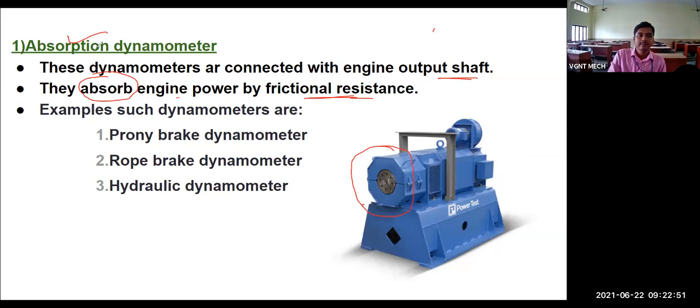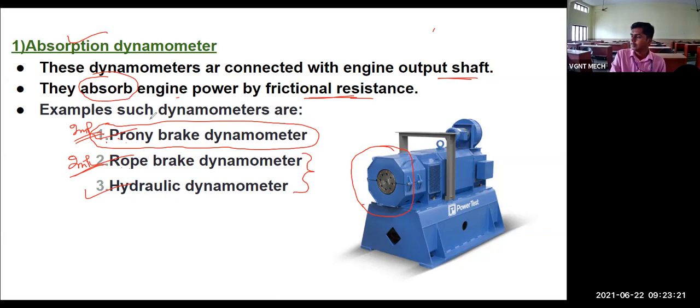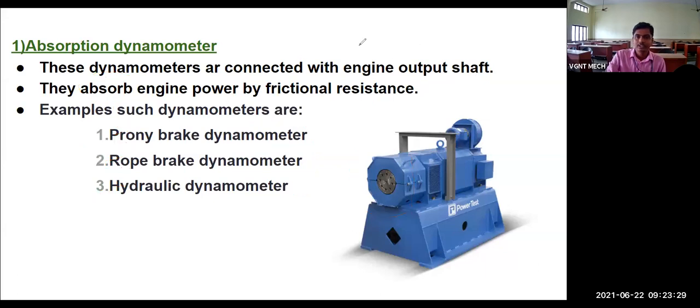Some examples of absorption type dynamometer are the Prony brake dynamometer, rope brake dynamometer, and hydraulic dynamometer. Out of these three, in our last class we have already discussed the Prony brake dynamometer. Today, we will discuss the rope brake and hydraulic dynamometer. Out of these, the Prony brake dynamometer is important, and the rope brake dynamometer is also important. These two are important. I will show you the previous year question at the end of the session. So once again, quickly we will discuss the part we have done in the Prony brake dynamometer.